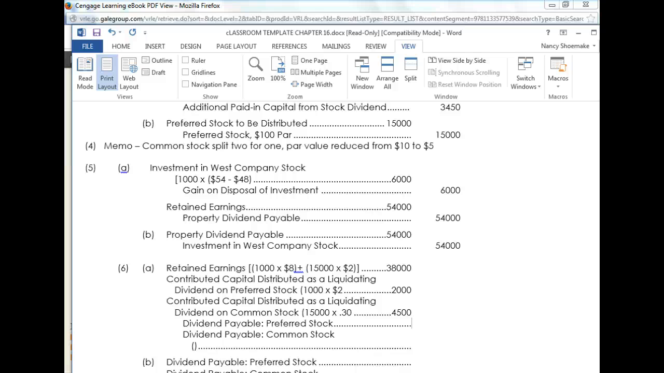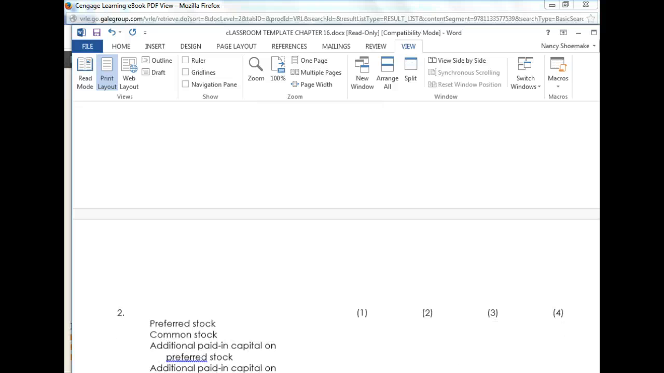The dividend payable for preferred stock is going to be 10,000. That's the whole 10%. The dividend payable for common stock is going to be the entire 15,000 times $2.30 a share, or 34,500.